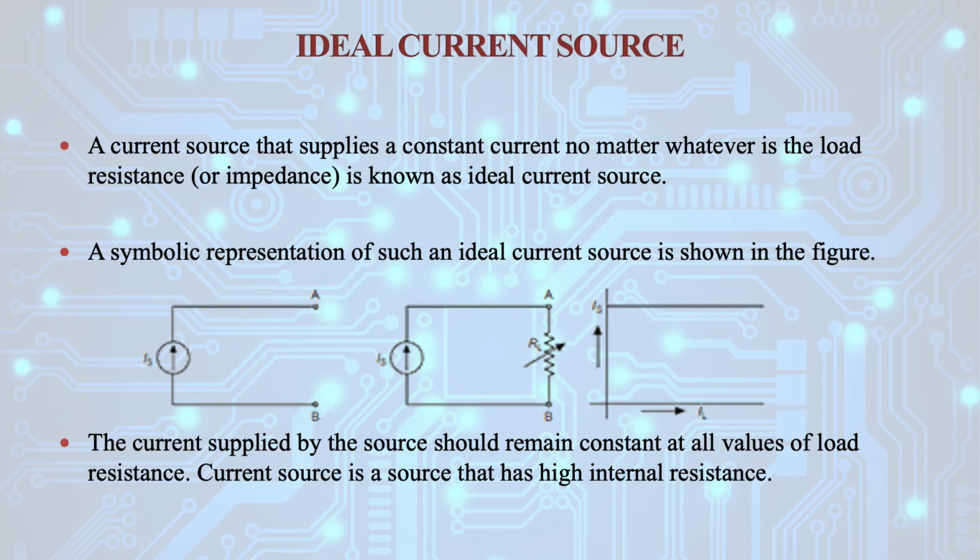Now we have to understand what is the ideal current source. A current source that supplies a constant current no matter whatever the load resistance is, is known as an ideal current source. A symbolic representation of such an ideal current source is shown in the figure. The current supplied by the source should remain constant at all values of the load resistance. A current source is a source that has high internal resistance.